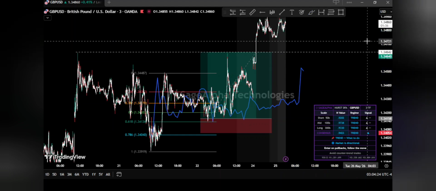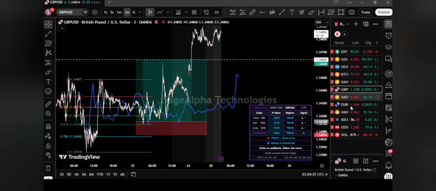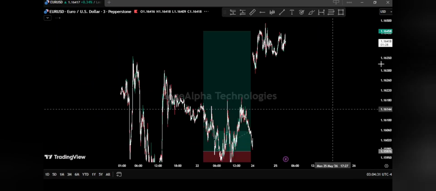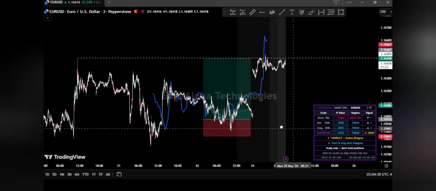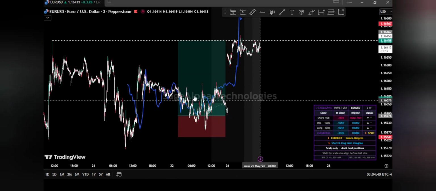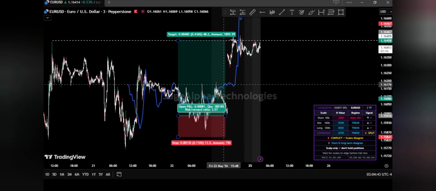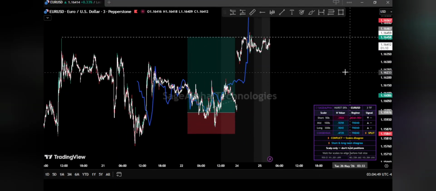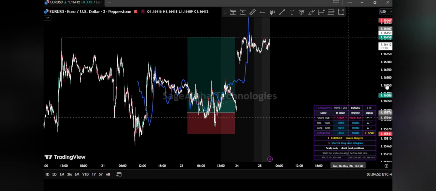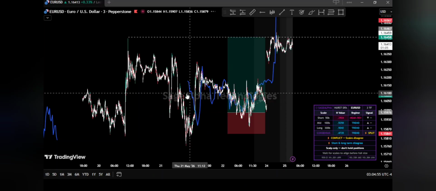And finally, let's check the euro pair. Same. The euro pair had a huge drawdown right here, but still pushed to take profit. So perfect, correct values, correct market regime, and boom.